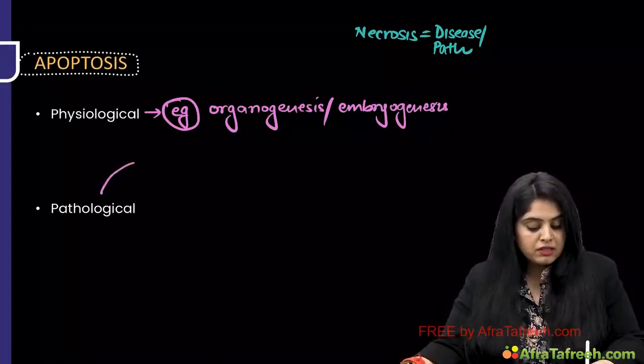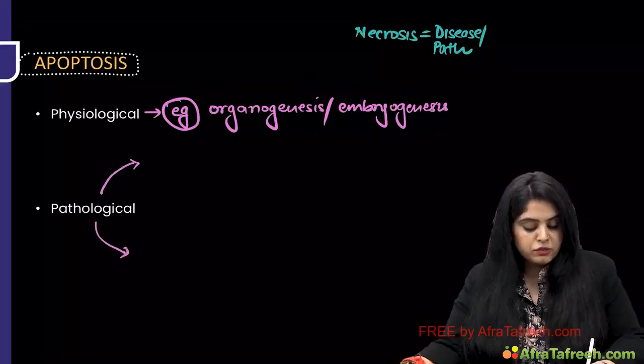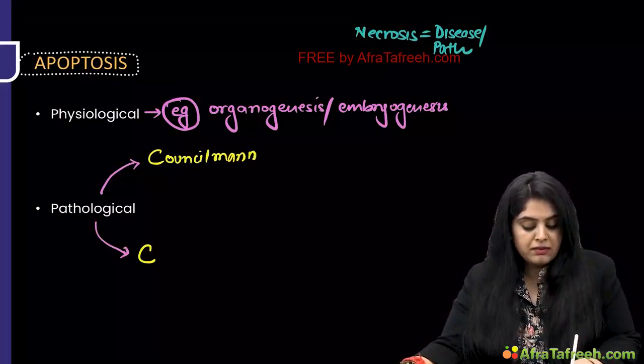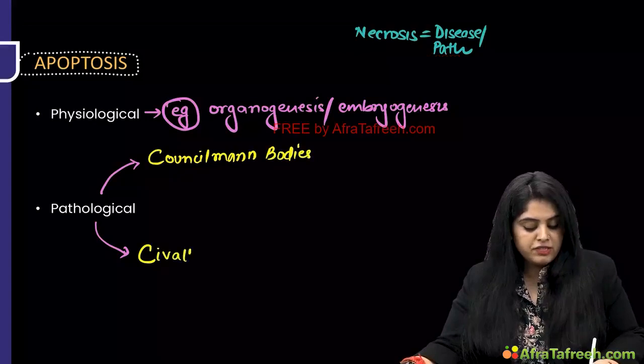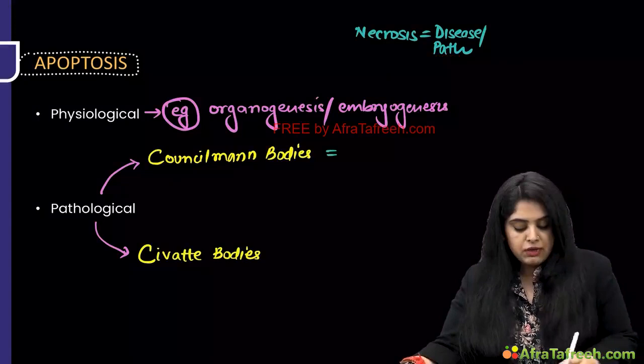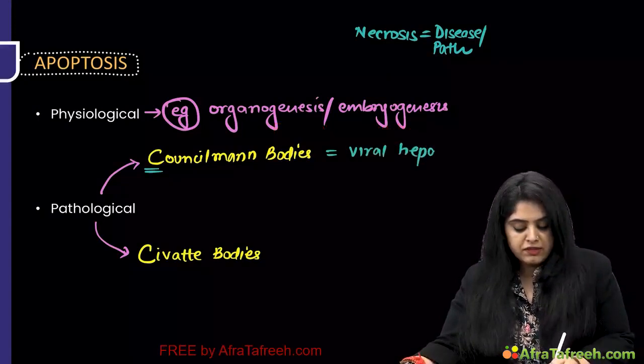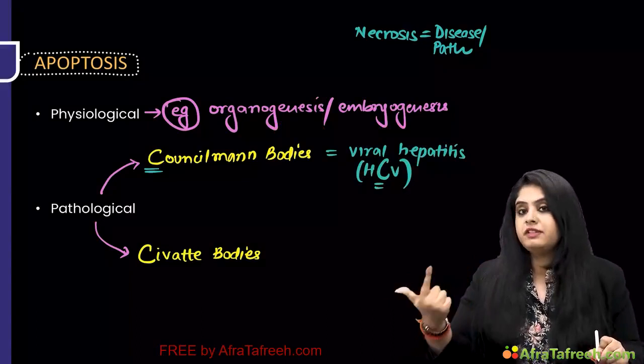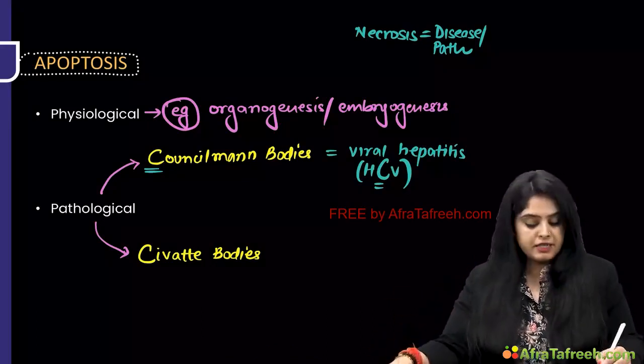Whereas what is it about pathological apoptosis? They always ask you these 2 C bodies. So always listen to me carefully. Always remember there is something called Councilman bodies, and then there is something called civet bodies. These 2 bodies are seen in some diseases, so they are pathological. Councilman bodies, C for C, are seen in viral hepatitis. Which viral hepatitis? It is seen most commonly with hepatitis C virus. So Councilman bodies are seen with hepatitis C virus, viral hepatitis.